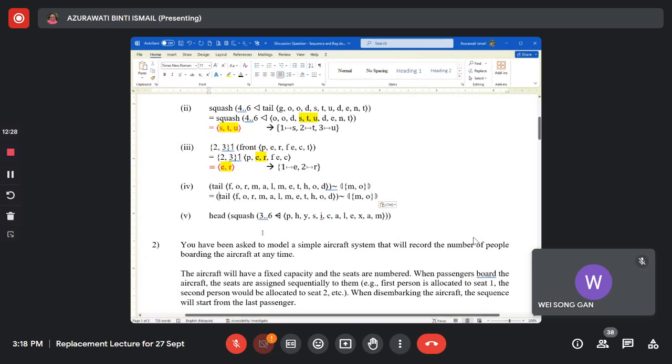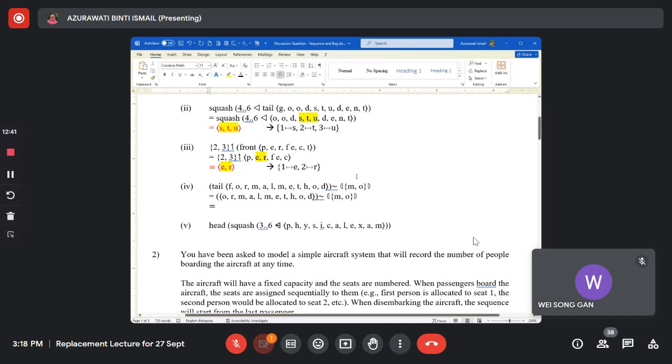Okay, you have to solve the tail first, which means accept the head. So this is the one. Accept the head, so you will get that. After that, you have to do the inverse, right? So you have to do the inverse.